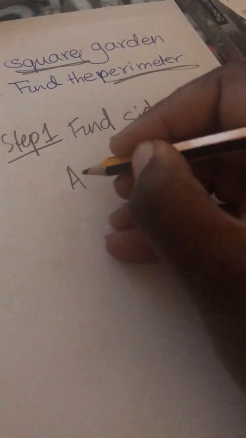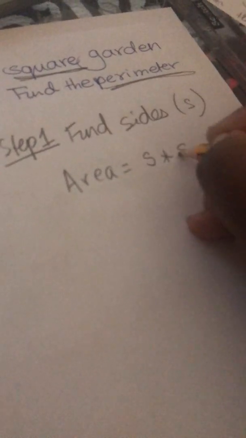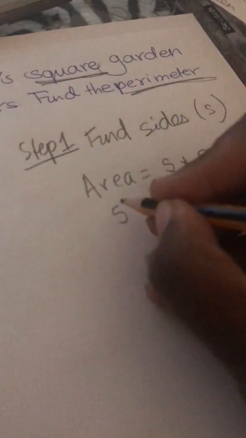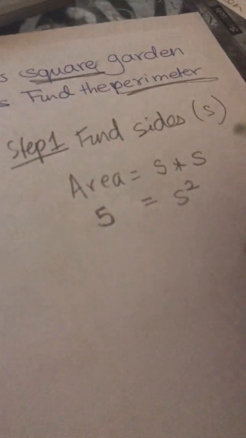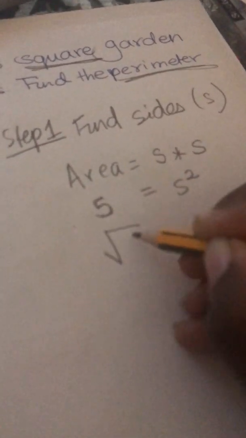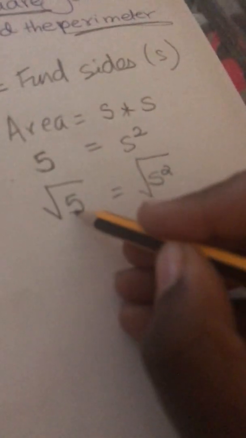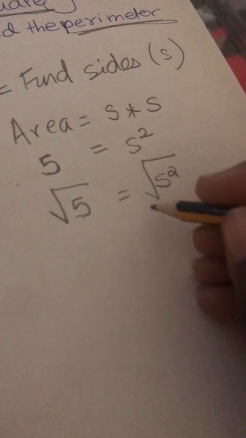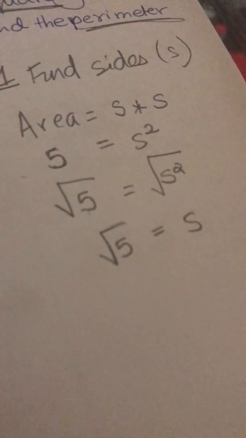And the sides are labeled S. So you know area equals side times side. You know the area is 5 and this is equal to S squared. 5. Okay? Now to find S, what do you do? You square root both sides. Okay? The square root of 5, okay, I don't know because it's not a perfect square. So S is equal to the square root of 5, okay?